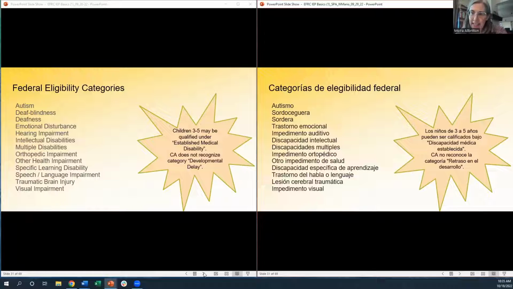There is a 14th category called developmental delay that California does not recognize. So if you were to move here from another state with developmental delay, they would immediately say, we need to conduct an assessment and figure out which of the 13 are a better fit. And then I do have in the STAR, children 3 to 5 can be qualified under established medical disability. But again, that's just until age 5.